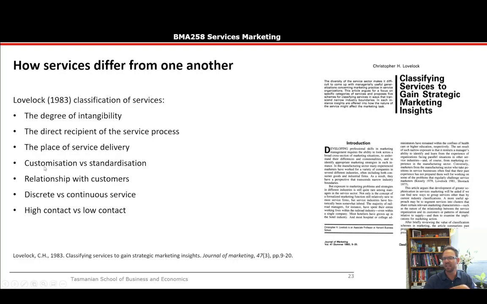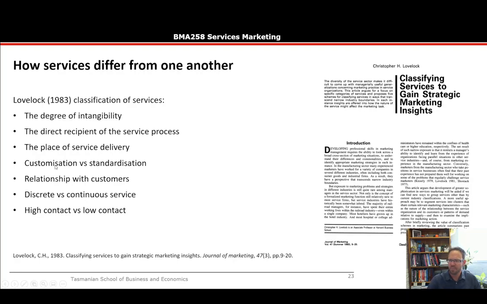Customization versus standardization. Some services are highly standardized. I think of Netflix or Stan. Everyone watches the same show. It actually is customized a little bit, because when you log on to Netflix it's going to say continue watching, which is customized for you. But really the core product, the movies that we're watching, are going to be the same for everyone, right? Whereas other services such as getting a tattoo are going to be highly customized to the individual.